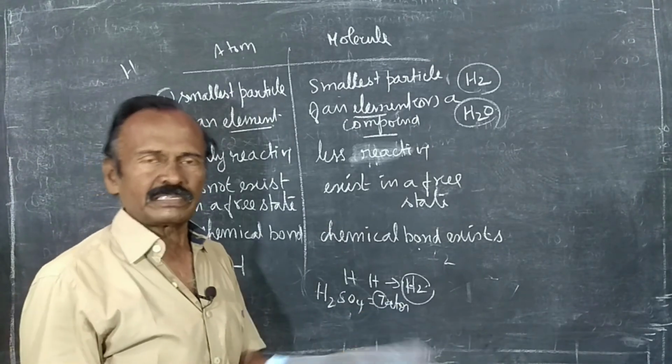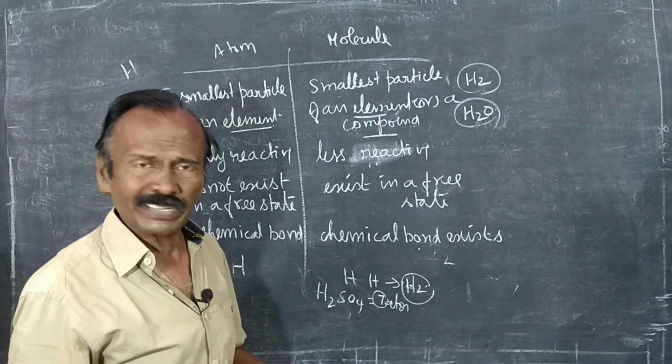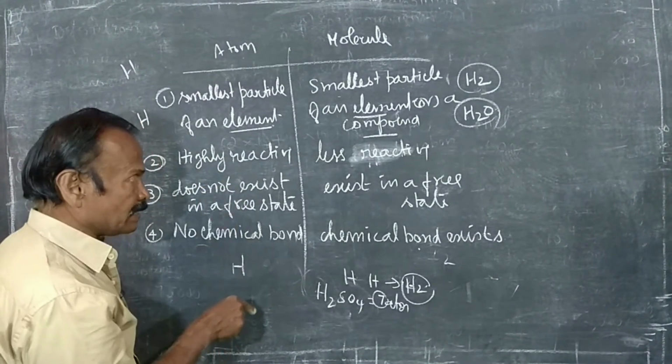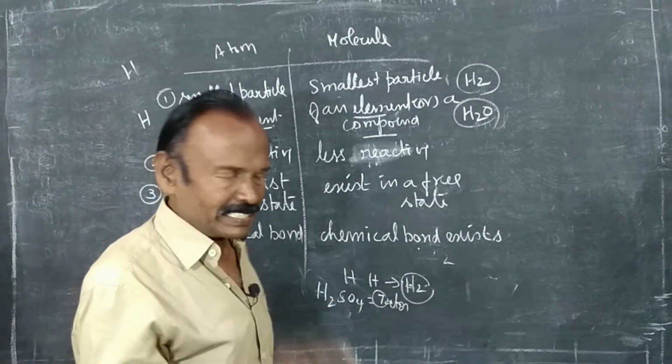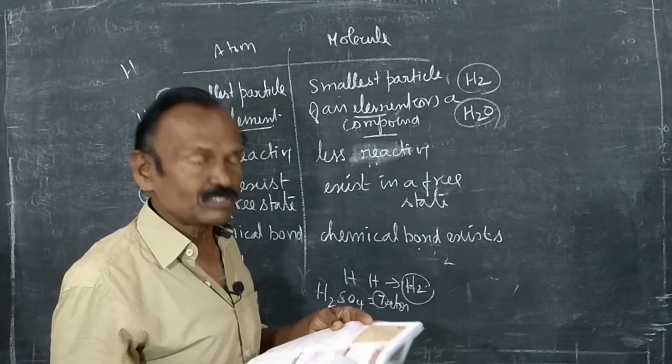This is only one book. There is no need of tying together. We can take it freely. Okay? Likewise, there is no need of chemical bond in an atom. Chemical bond exists in a molecule. So this is the difference between atoms and molecules.